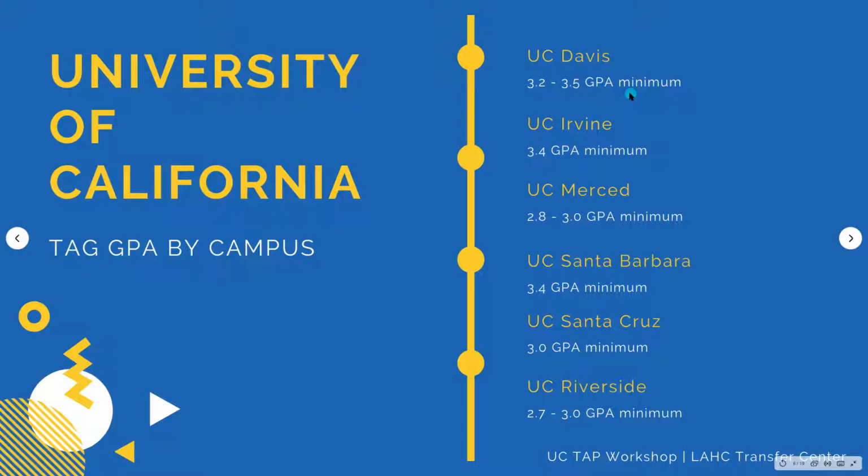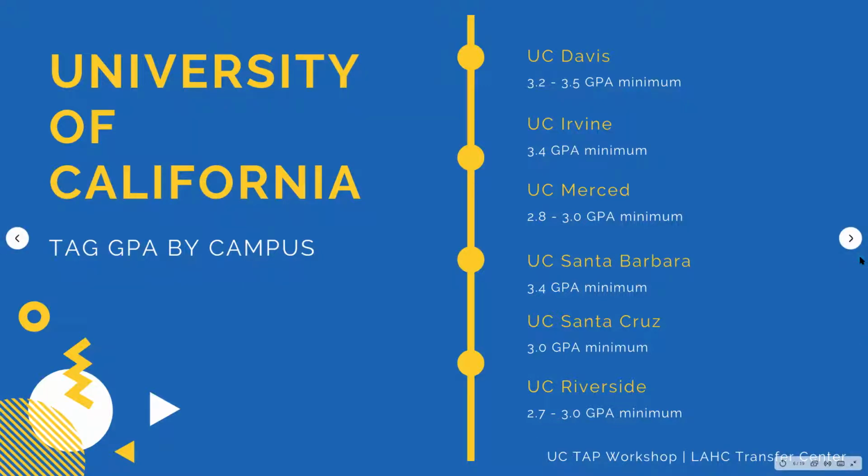So Davis is a 3.2 to a 3.5, very fair. Irvine is a 3.4. UC Merced is a 2.8 to a 3.0. Santa Barbara, 3.4 for all majors. Santa Cruz is a 3.0. And the fairest of them all, UC Riverside, is a 2.7 to a 3.0 minimum depending on the major. So what that means is they're very inclusive of students, with a mix of different academic records, so that students can have an opportunity to take advantage of a guaranteed admission.